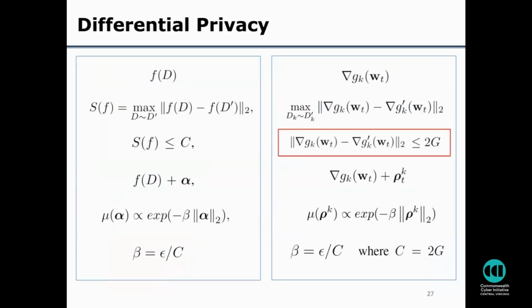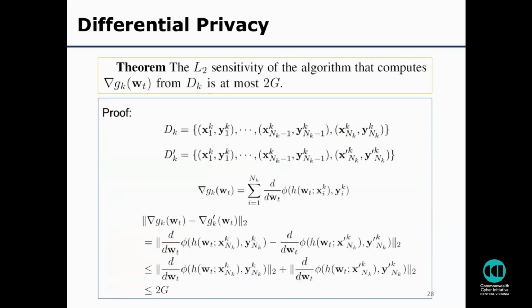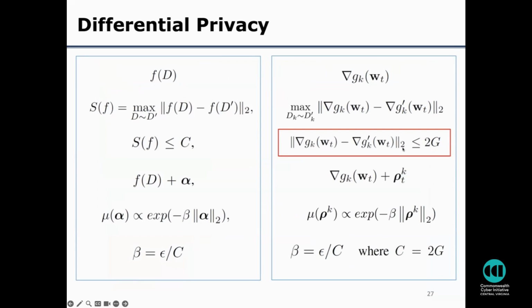So following this definition, to make an attacker unable to distinguish two data sets, D_k and D_k prime, we need to make the L2 sensitivity upper bounded by 2G. Then we can add the noise vector rho to the gradients with this probability density function. Okay, so this is the one.